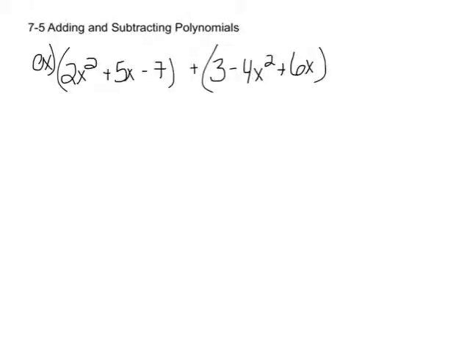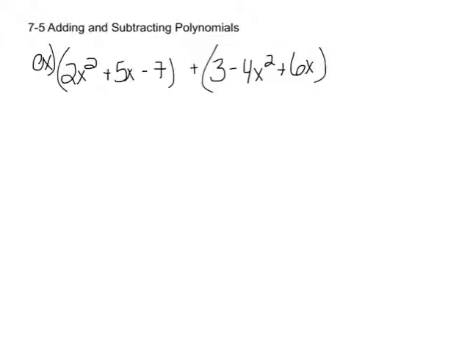For this lesson, we're going to start looking at adding and subtracting polynomials. And if you look at our first example, we have 2x squared plus 5x minus 7 plus 3 minus 4x squared plus 6x. And it's important to remember that when we are adding and subtracting polynomials, we can only add and subtract terms that have the same degree.